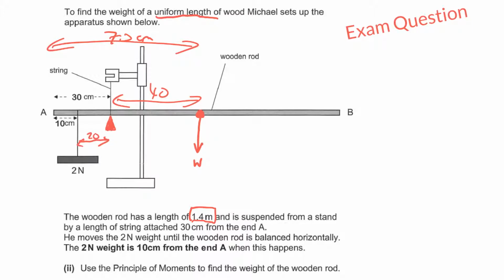So now what we do is redraw this with the pivot here, with our 2 newtons here, and that's a distance of 20, and a distance of 40. We have the weight of the rod. And now we have a simple problem that we can solve.